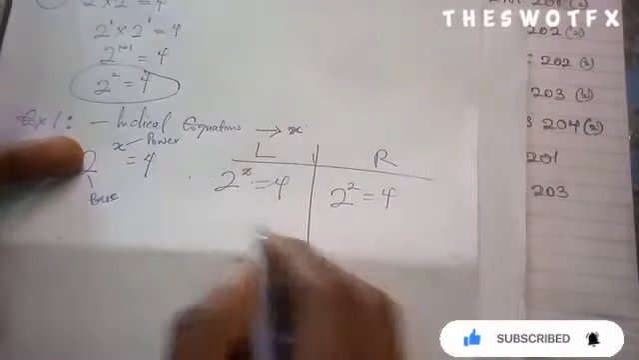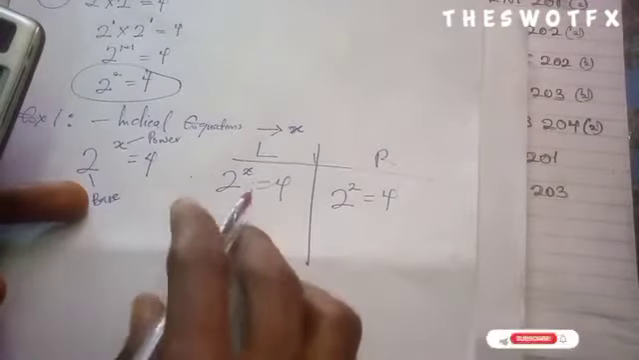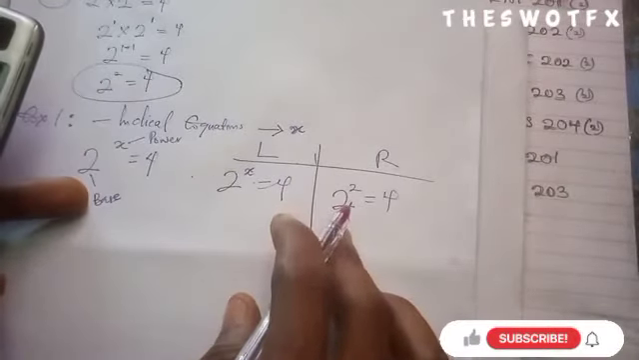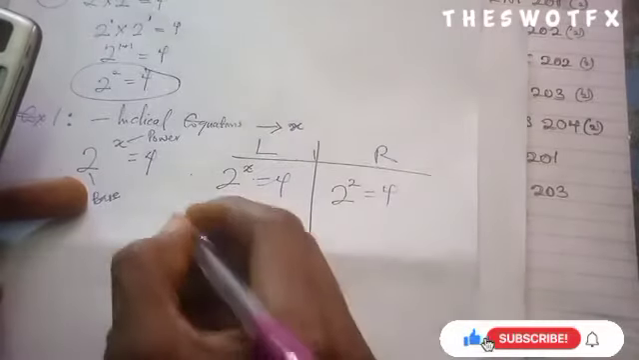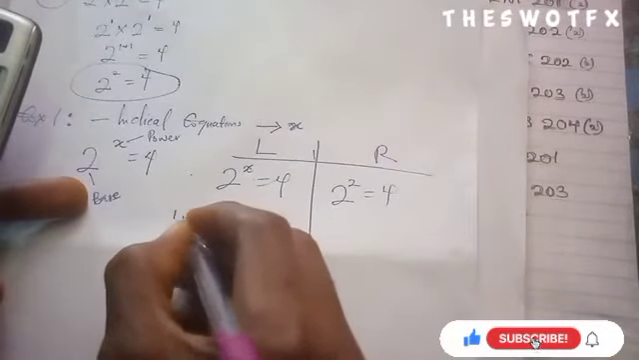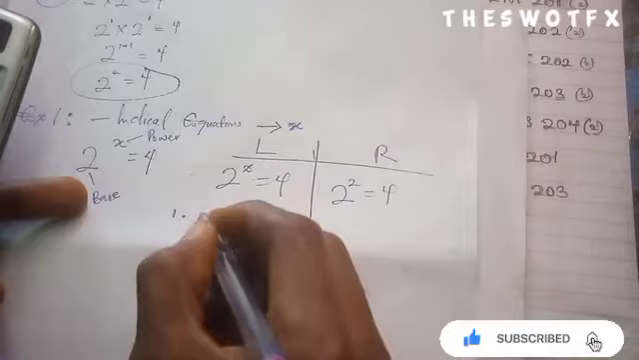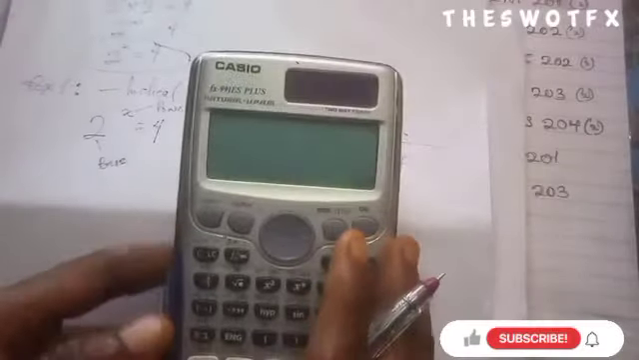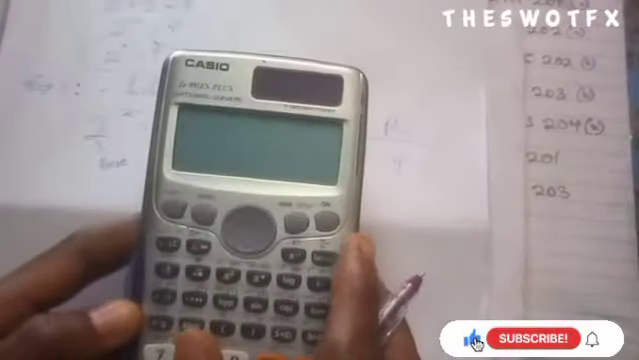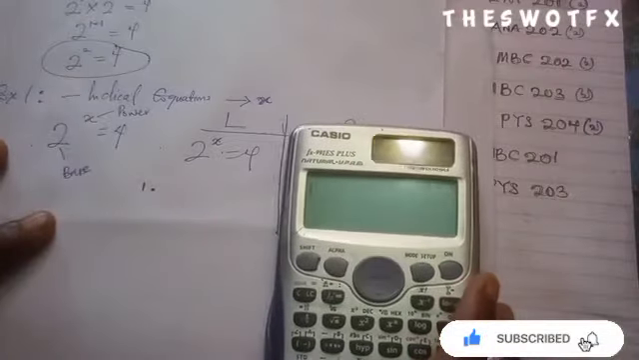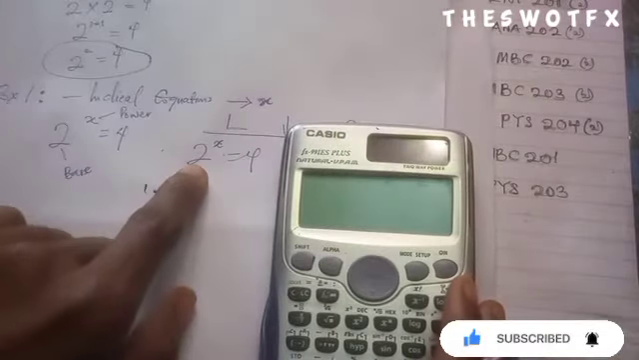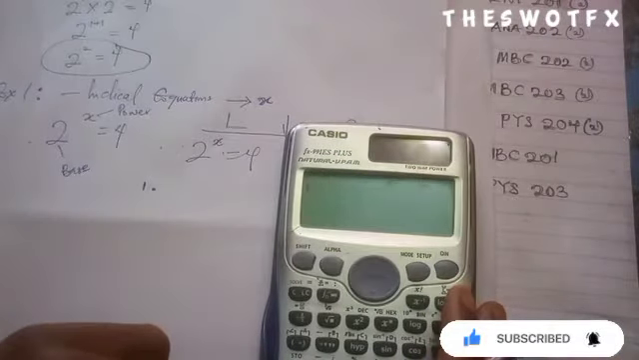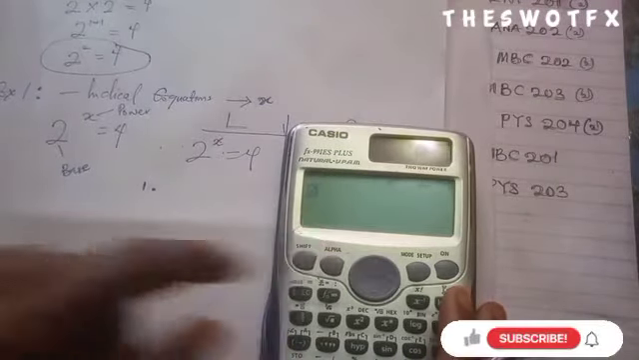Now, how do we get to press this in our calculator? The first thing is to switch on your calculator. After switching your calculator on, you press the first base, which is 2. So you press 2. Can you see 2?